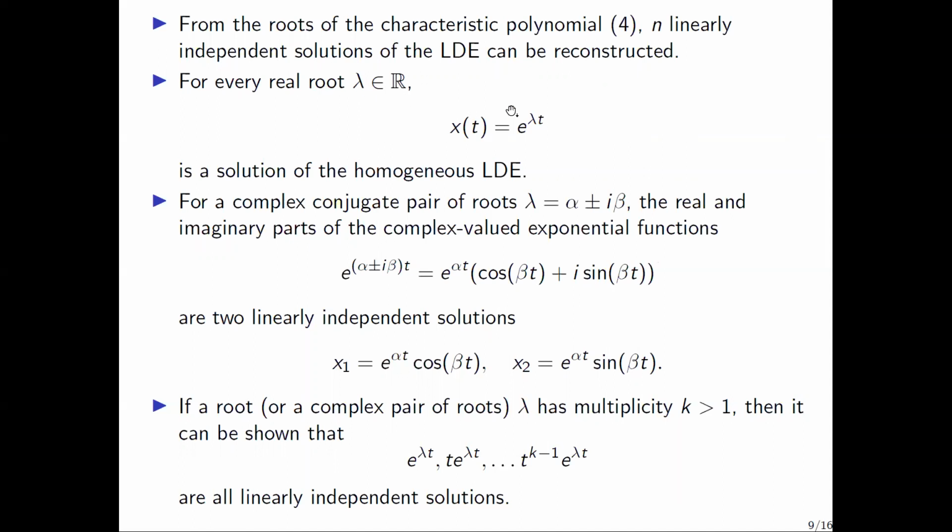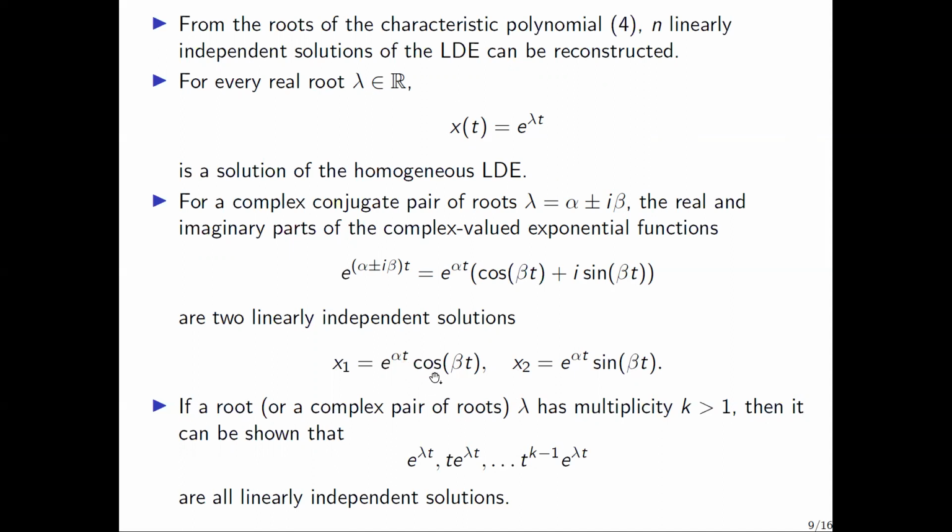If lambda is not real, then we know that the roots of the characteristic polynomial will occur in complex conjugate pairs, alpha plus minus i beta. And taking the real part of e to lambda t and the imaginary part gives us two real solutions to our differential equation.